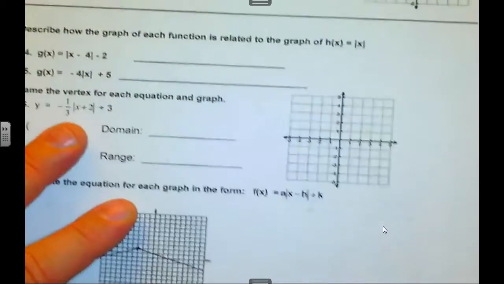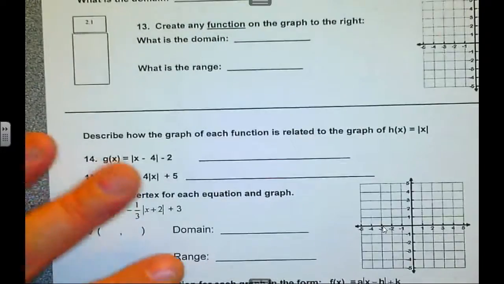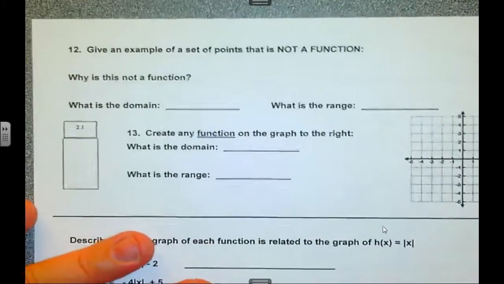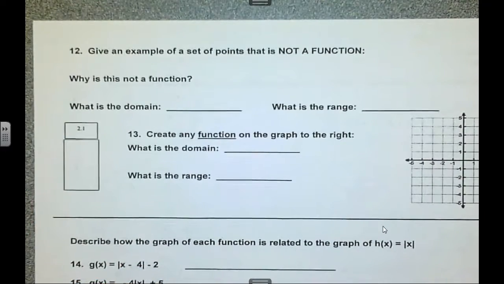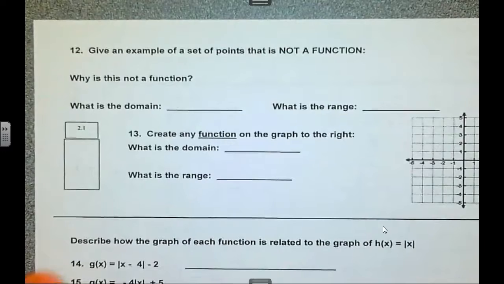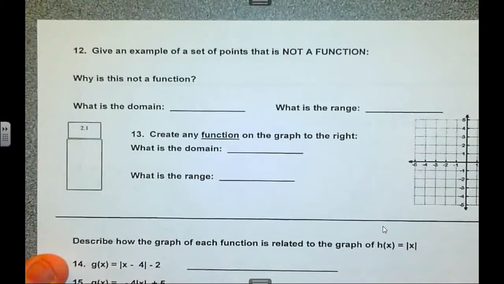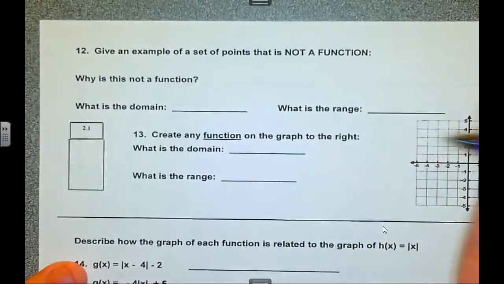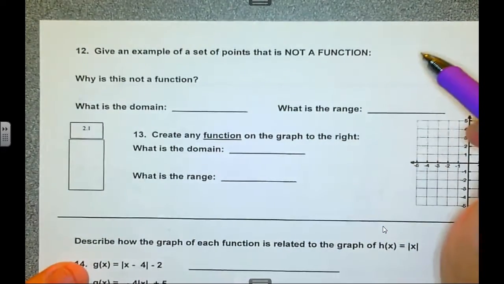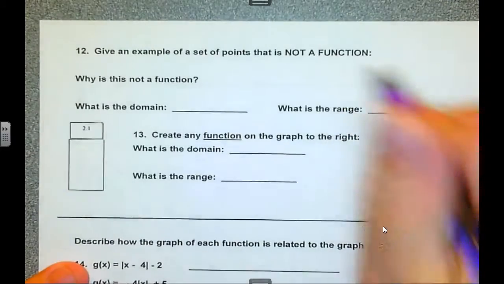Let's do a domain and range. Number 12. It says, give an example of a set of points that is not a function. What makes a graph not a function? Vertical line test, right, Dakota? You got an answer?